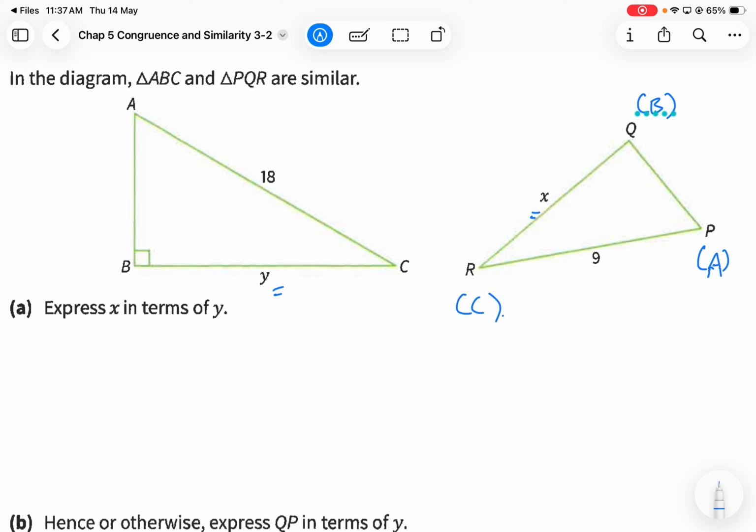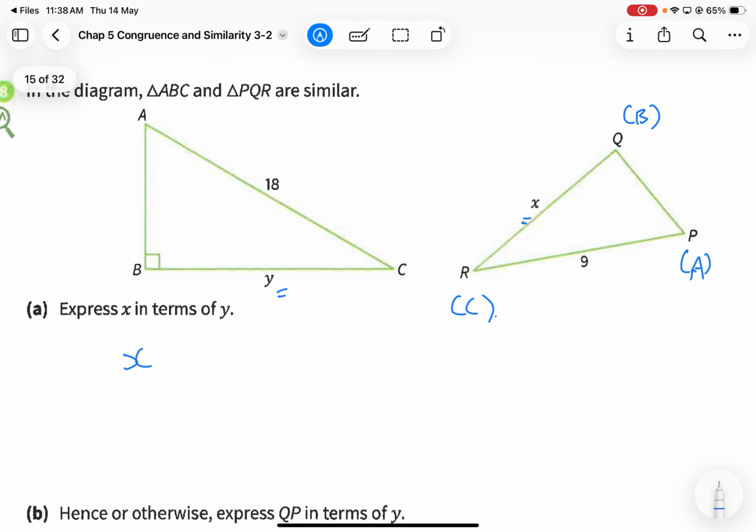Express X in terms of Y. So what is the relationship between QR and the bigger triangle? QR corresponds to BC. So I can say X over Y is going to give me a scale factor. Then I also know PR and AC. So are they related? PR is also the same as AC. So X over Y, small one over big one, then I might also take small one over big one.